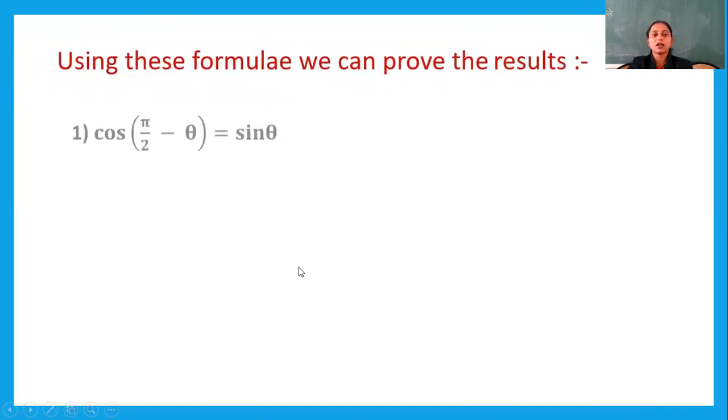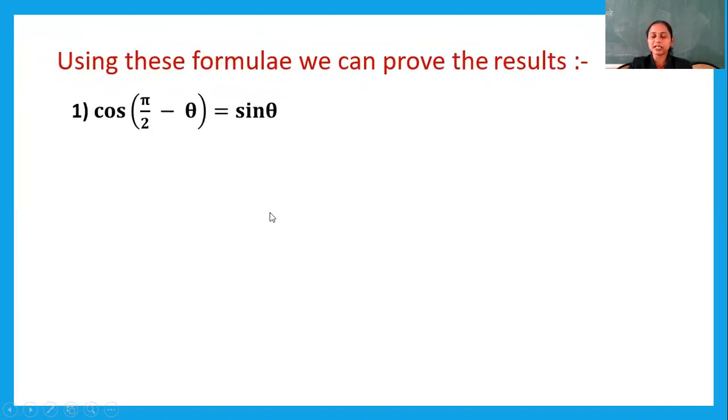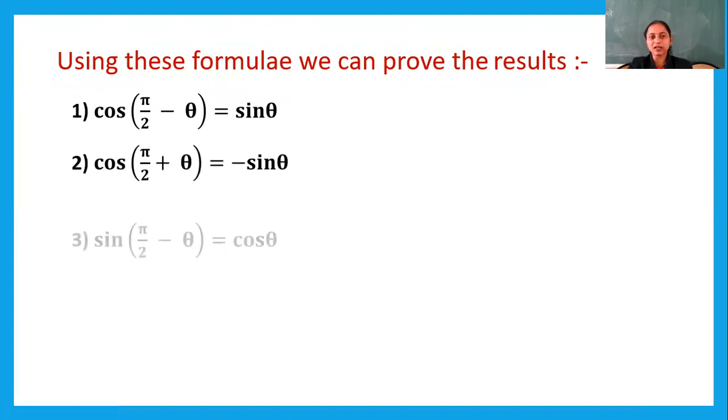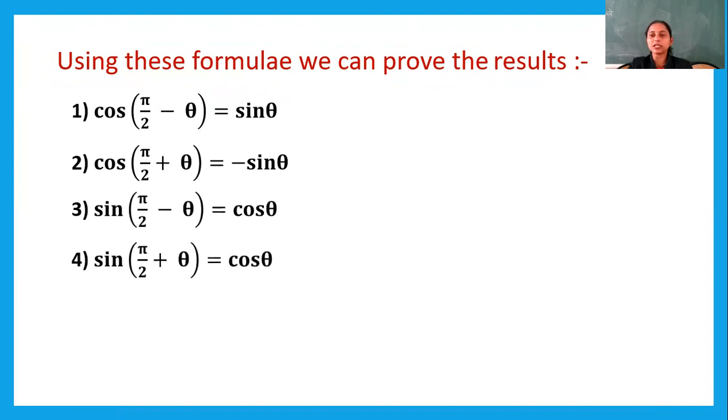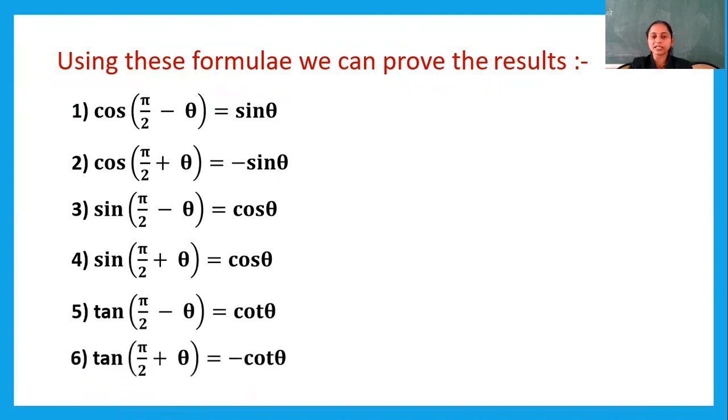Now let's see the some results. Cos pi by 2 minus theta is the sin theta. Cos pi by 2 plus theta is the minus sin theta. Sin pi by 2 minus theta is the cos theta. Sin pi by 2 plus theta is the cos theta. Tan pi by 2 minus theta is the cot theta. And tan pi by 2 plus theta is the minus cot theta. Okay, using all these results, I am going to start the examples related to this.